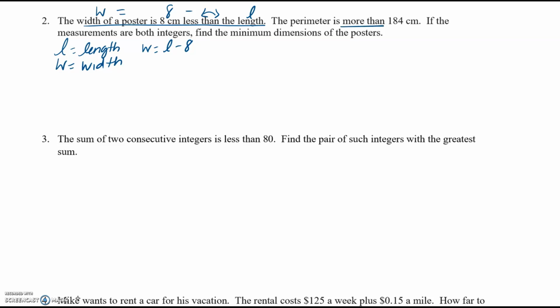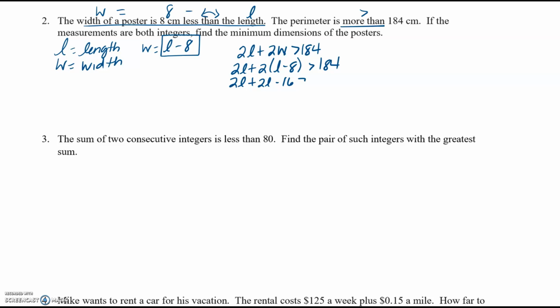The perimeter is more than 184 centimeters. So we know something about perimeter. We know twice the length plus twice the width usually equals 184, but in this case it's going to be more than 184. I'm going to replace where there's a width with L minus 8. So I get 2L plus 2 times the difference of L and 8 is greater than 184. 2L plus 2L minus 16 is greater than 184. 4L minus 16 is greater than 184.